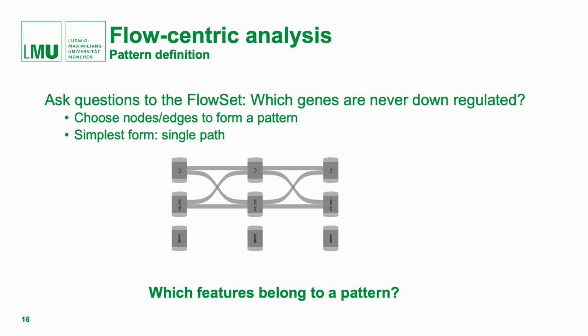In the flow-centric analysis, we can now ask the flow set questions like which genes are never downregulated. Here we choose nodes and edges which are never going through the downregulated classes. The simplest form would be a single path. Here we have multiple. We are now interested in which features belong to a given pattern.